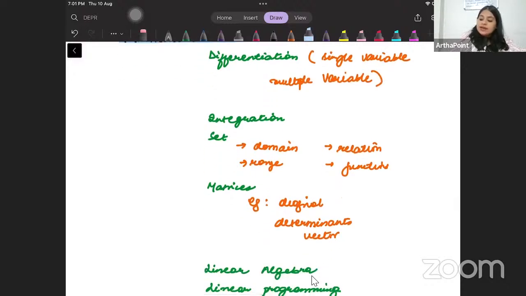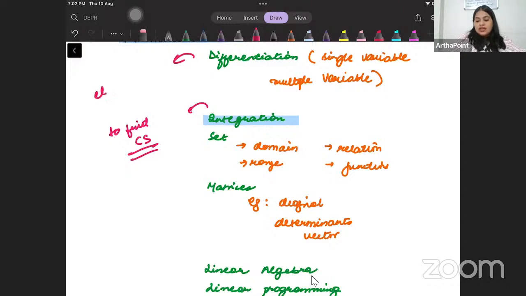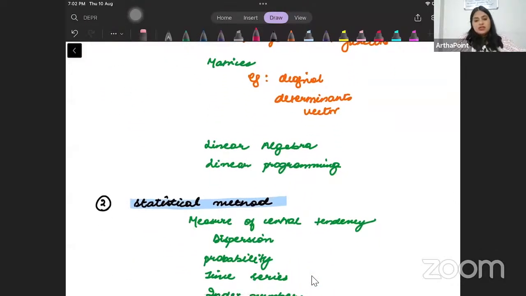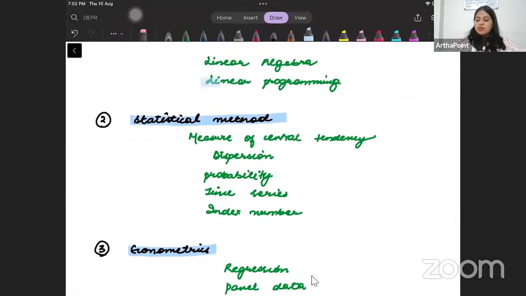Like for example, integration, it can be used to find consumer surplus. Like for example, differentiation, it can be used to do elasticity. So you should be aware about where they can be used also, right? So that's the part. Linear programming bit are very important from exam point of view.